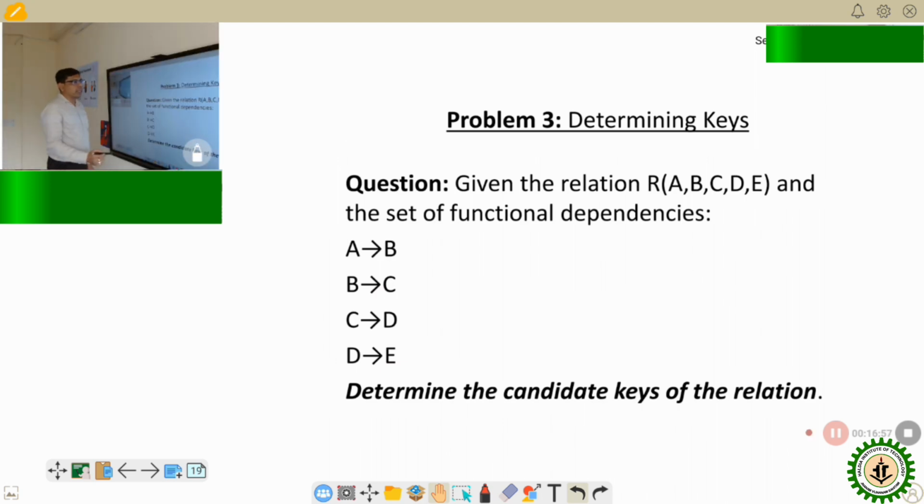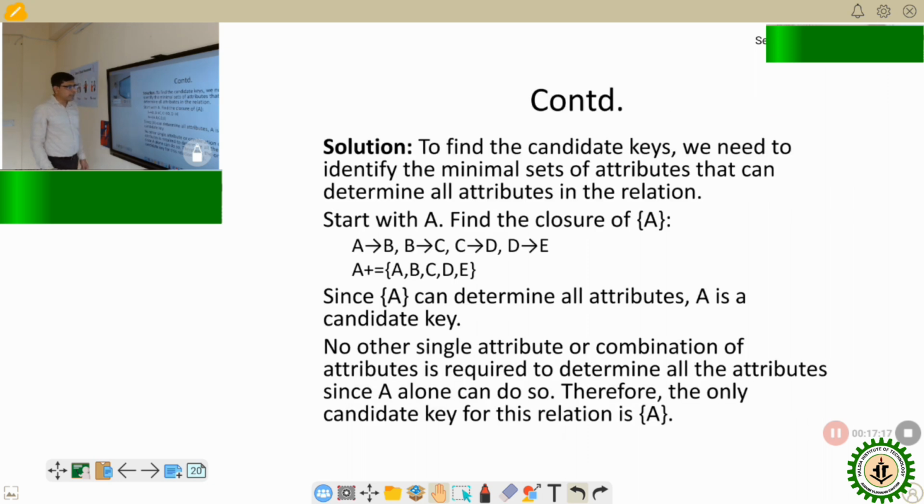Next, determine the keys. How do we determine the key using the closure? This is the relation and these are the functional dependencies. Determine the candidate key of the relation. Candidate key means the minimum super key. So now you are finding the closure of A, using A arrow B, A arrow C, C arrow E and D arrow E.